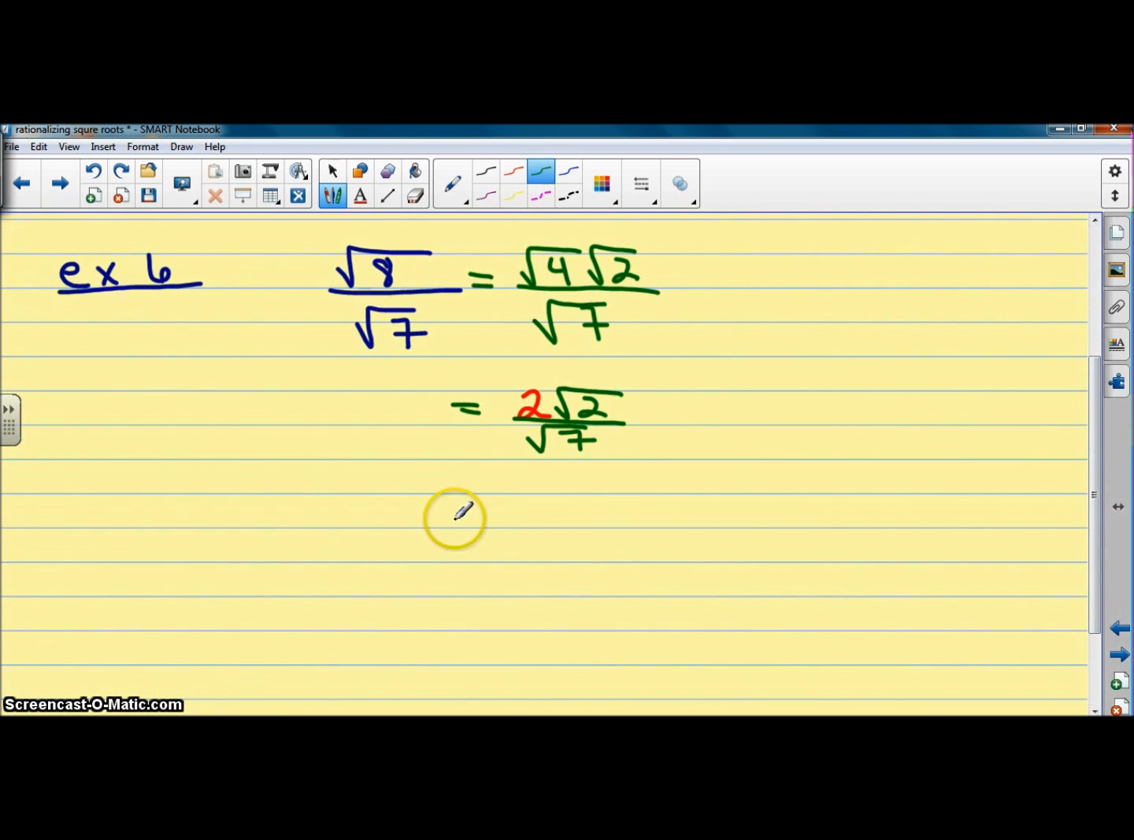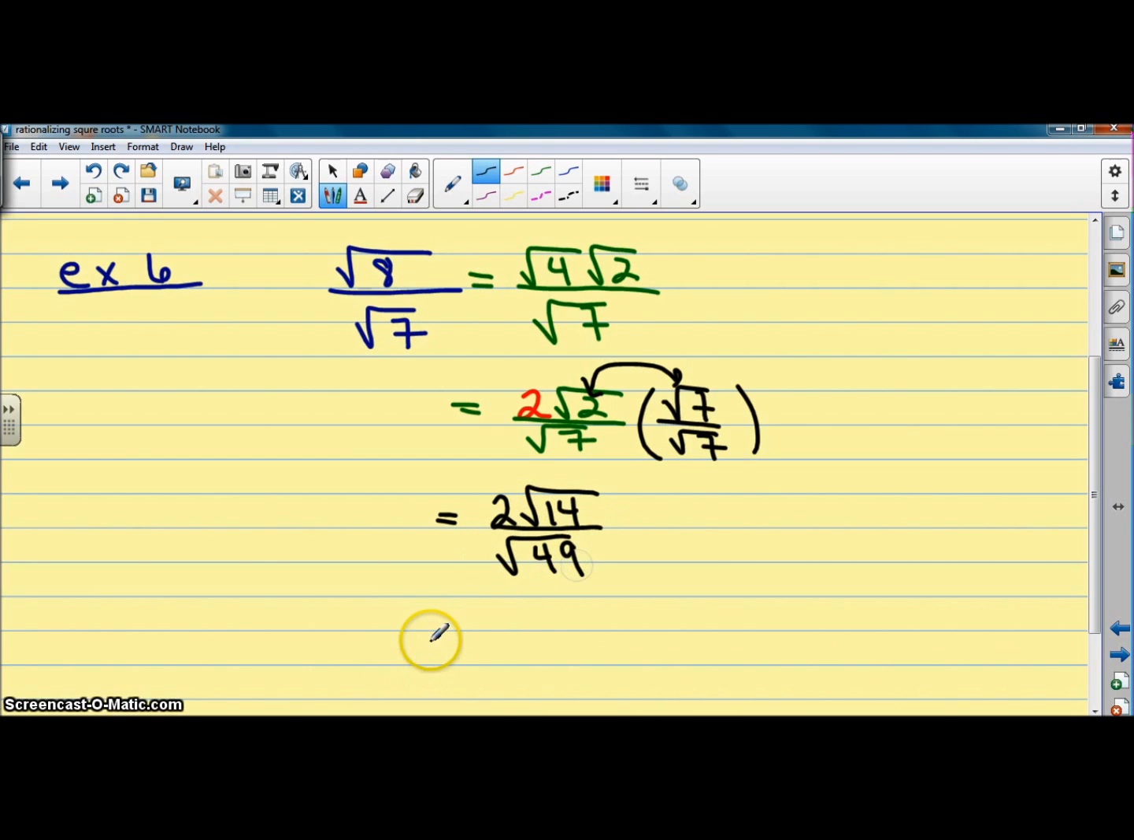Now I can't reduce, so I'm going to rationalize, multiplying top and bottom by square root of 7 over square root of 7. And so what I end up with is the 2 in the front. I'm going to multiply the square root of 2 times the square root of 7. I get the square root of 14 all over the square root of 49. We need to simplify that denominator. The square root of 49 is 7, so I keep my numerator at square root of 14 times 2.